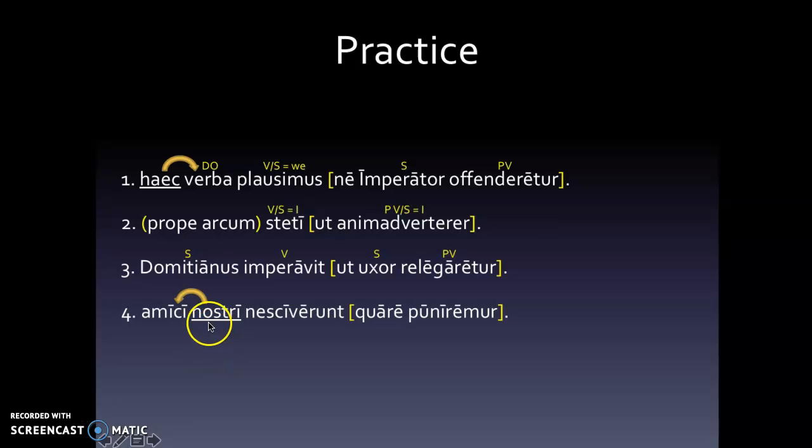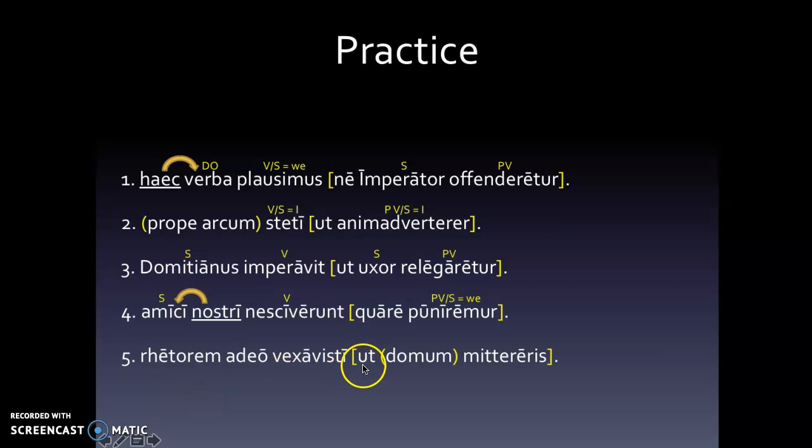All right, we've got nostri modifying amici. We've got a question word and a subjunctive, so that's our dependent clause. It's an indirect question. Amici, nominative subject, verb, question word. Verb, passive verb. No nominative in here, but because of this mur ending, we know that the subject is we. So: our friends did not know why we were being punished.